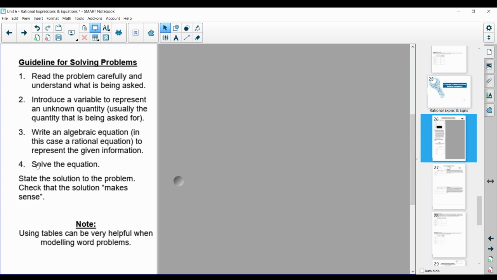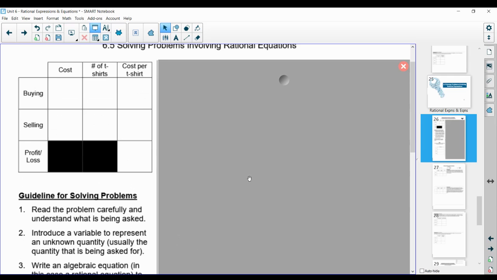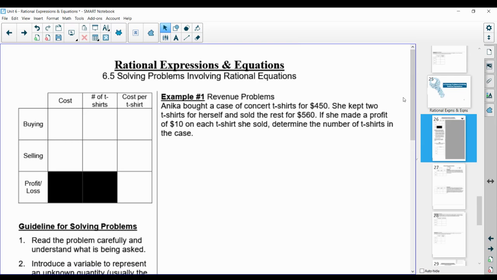Once we've solved, then sometimes we have to figure out, does that make sense? Sometimes, just like in some of our other units, we got two answers, but one of them didn't work. For example, with measurement, we can't have negative numbers. And then we will often, with these problems, be using tables because quite frequently, especially with rational equations, tables can be quite helpful. All right, so let's get into our first example here.